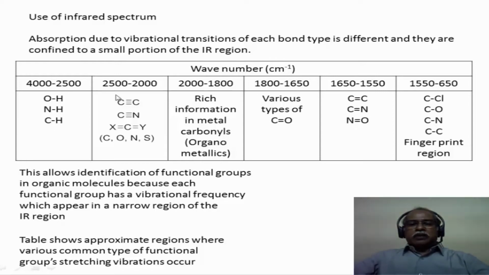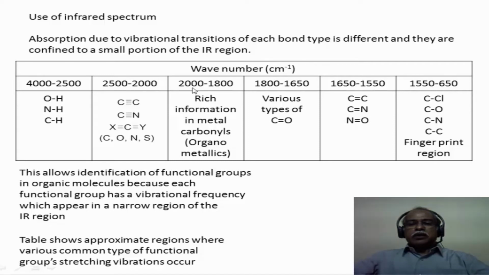From 2500 to 2000, triple bonded systems and cumulene systems of this kind can be detected. In other words, C triple bond C stretching, C triple bond N stretching, or in case of the cumulene kind of a double bond, one can have allene, isocyanate and thiocyanate kind of systems in terms of the functional group detections that one can make in this.